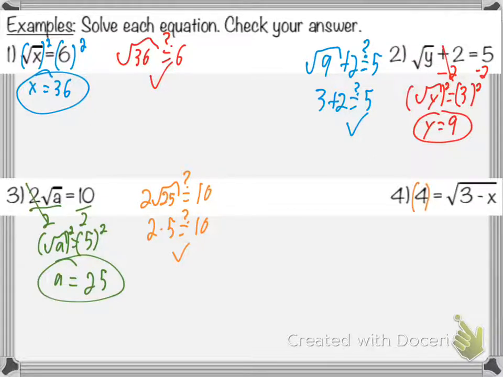So now we move on to step 2 where we square both sides. 4 squared is 16. And the square root of 3 minus x being squared is just 3 minus x. You're left with whatever the radicand is because the square and square root undo each other. So now we can solve this like we normally would. Subtract 3, 13 equals, don't forget it's a negative x. You have to divide by a negative 1 or multiply by a negative 1. Negative 13 is equal to x.